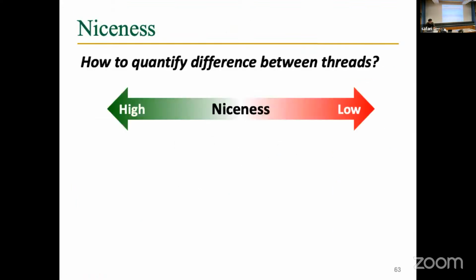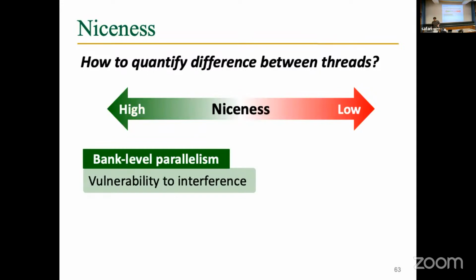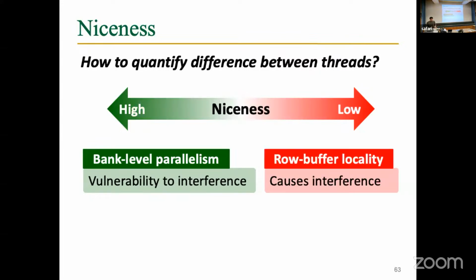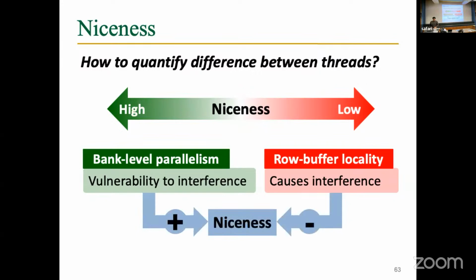So what do we do then? We quantify how nice these threads are. So we have this niceness scale. As we go left, the thread is nicer. As we go right, the thread is less nice. As you go left, you have more bank level parallelism in your thread, so it is more vulnerable to interference. As you go right, you have higher row buffer locality, and you cause the interference yourself. And we determine how nice threads are based on these two properties of the threads.